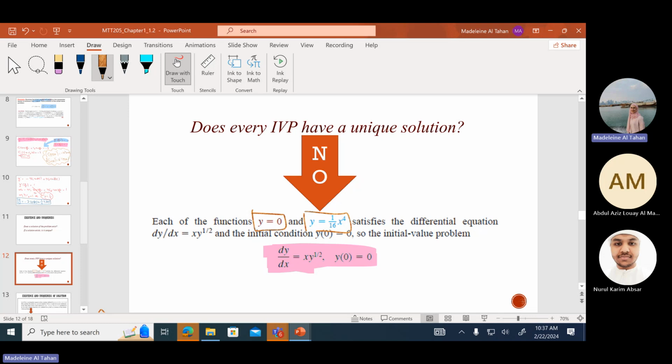Does it mean that it has only 2 solutions? No. It means that it has at least 2 solutions. So this one doesn't have a unique solution. Again, what do we mean by unique solution? Only one solution. So this initial value problem doesn't have a unique solution.